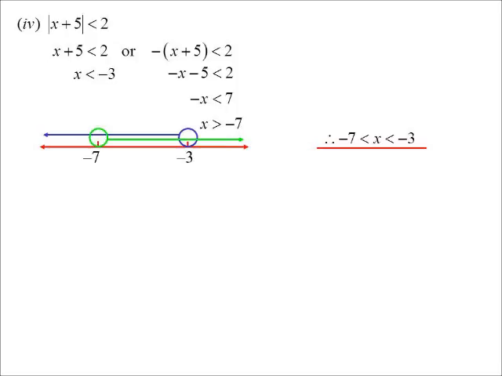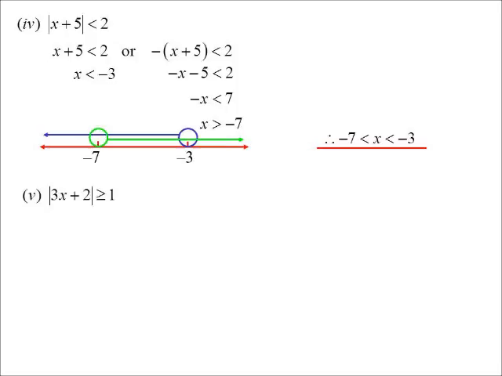X is less than negative 7. And you can see what's happened. By putting the sign in the wrong spot, my inequality sign for the solution has ended up the wrong way around. So it's the absolute value sign that you change the sign with.